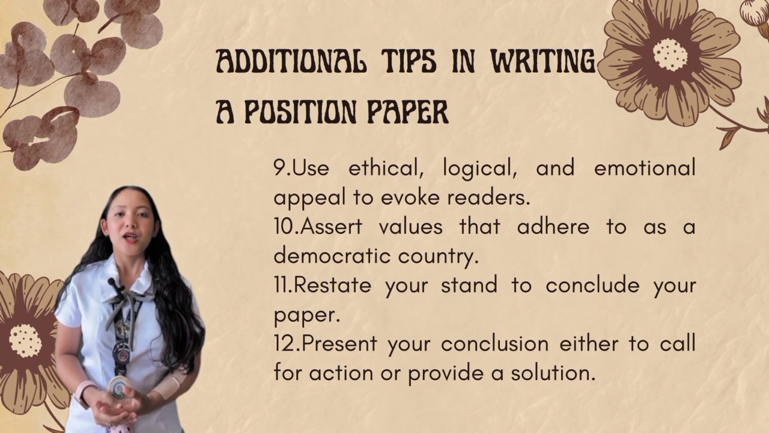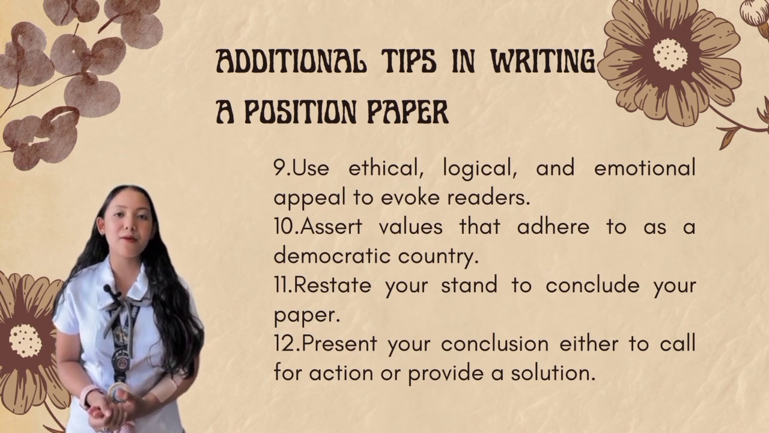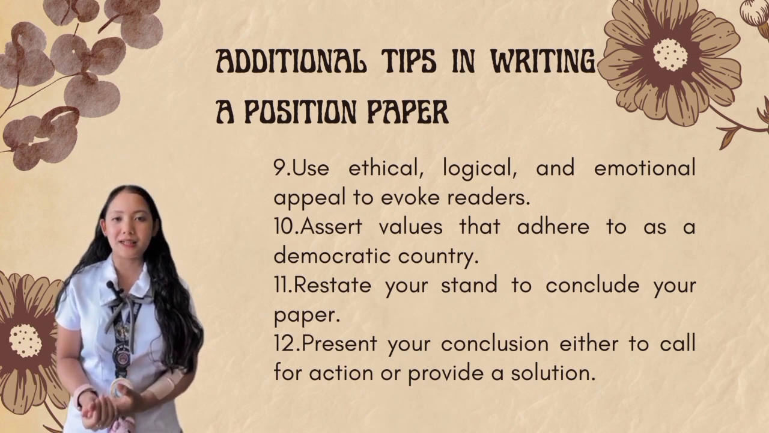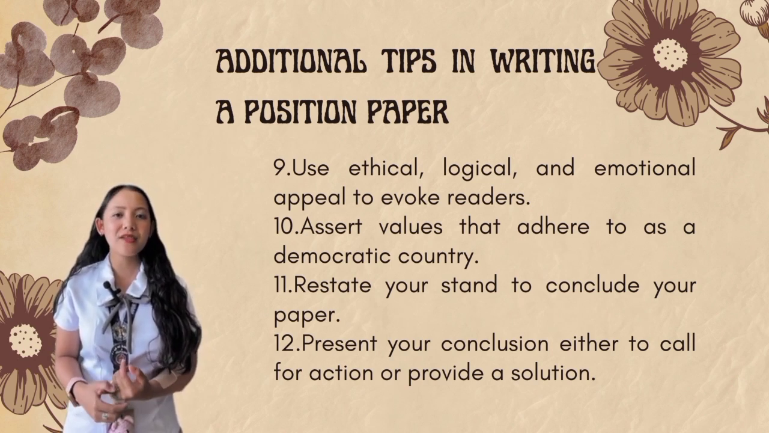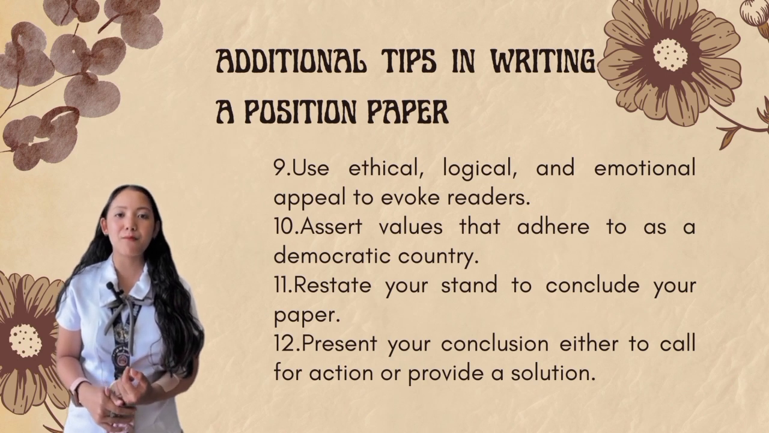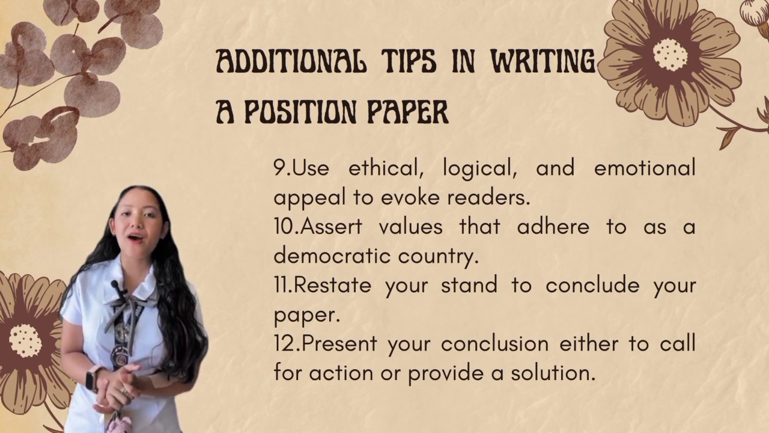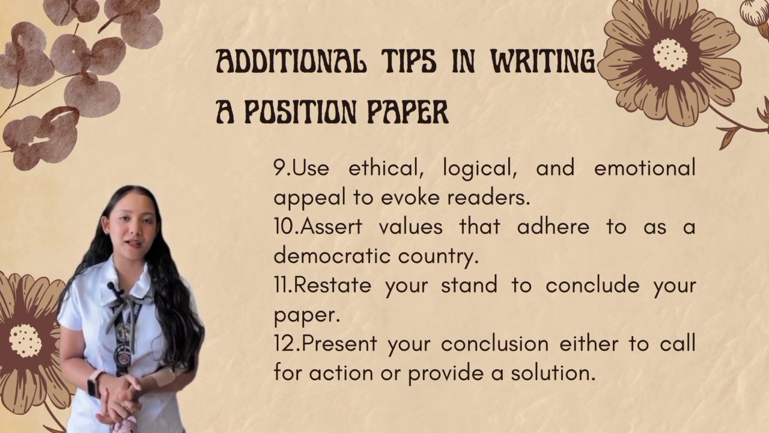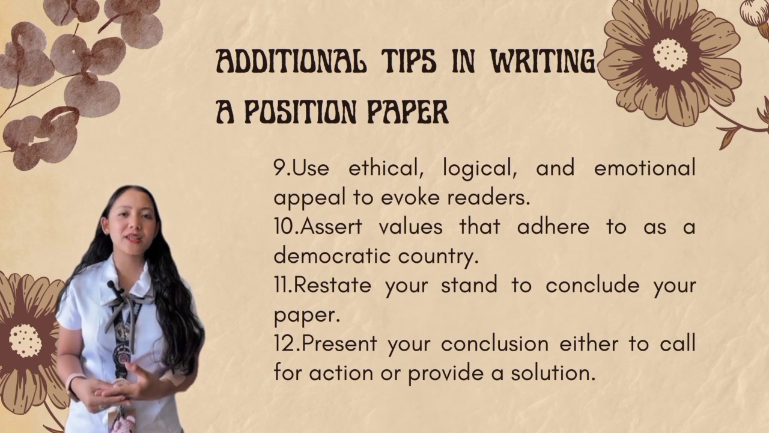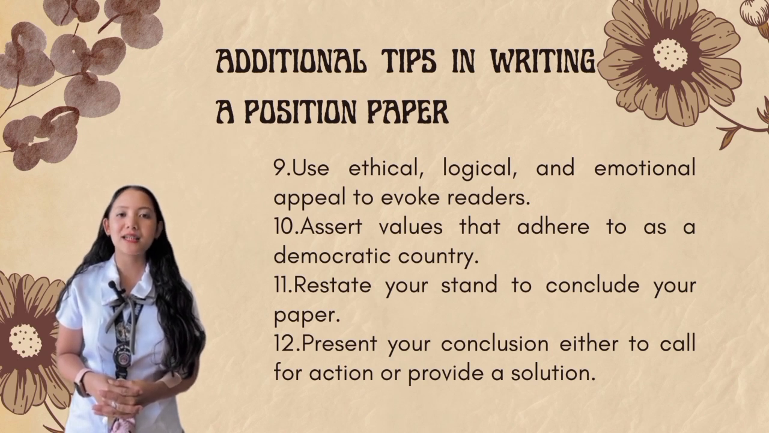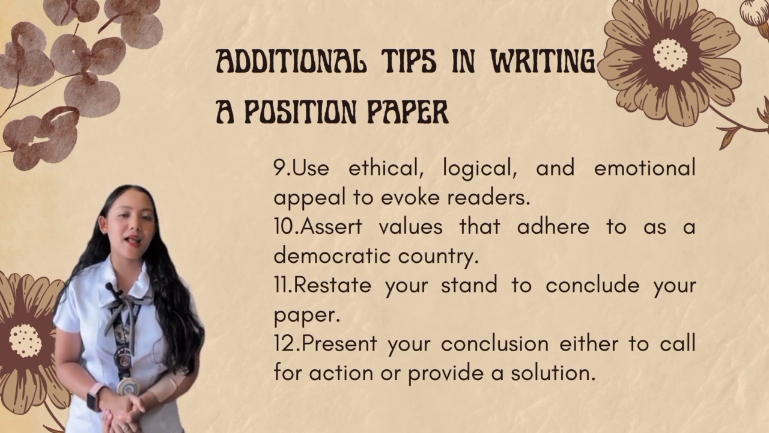Tip number 9. Use ethical, logical, and emotional appeals. About arguments, use three types of appeals: logical, facts and evidence; ethical, credibility and morals; and emotional. Tip number 10. Assert values that align with democratic principles. Position papers often tackle important issues. It helps to show that your argument supports core democratic values, like equality and justice, which can resonate with readers and strengthen your case.